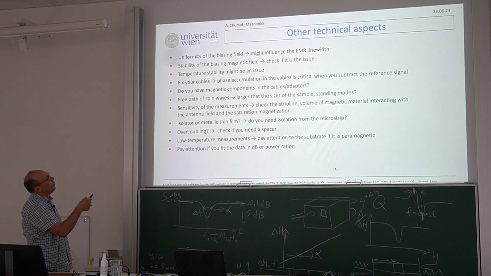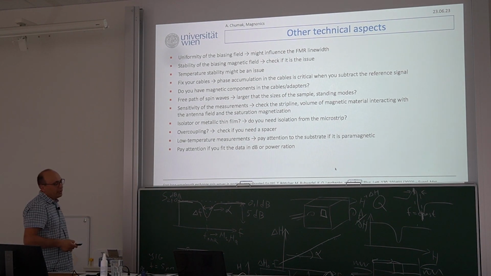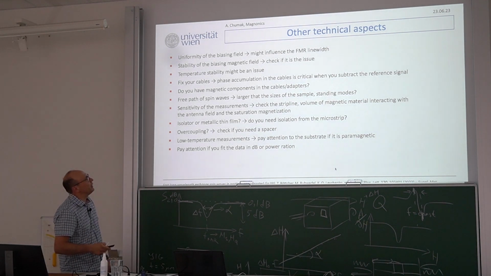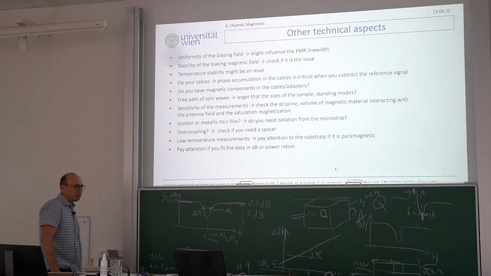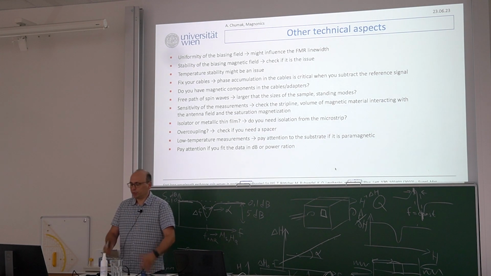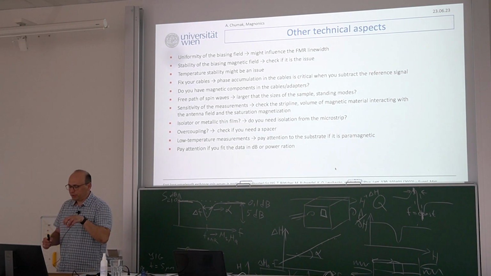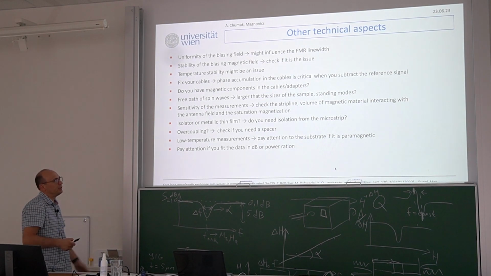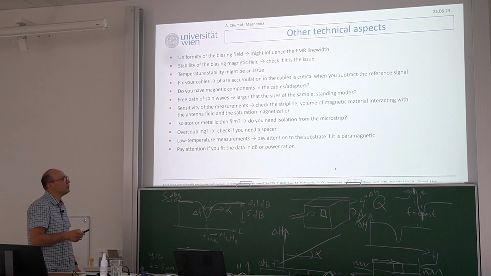Good, so we discussed why uniformity of the bias magnetic field is important and what to pay attention to. My recommendation, if you're an experimentalist, is just to check. If you have a magnet where you can change the distance between poles, or you just change the position of the sample, check whether the line width is changing or not, and then you will see if it matters.